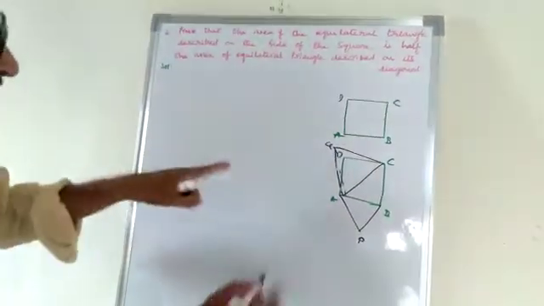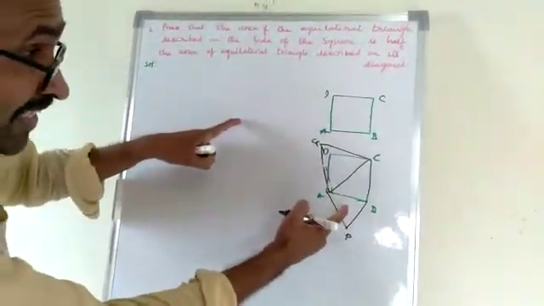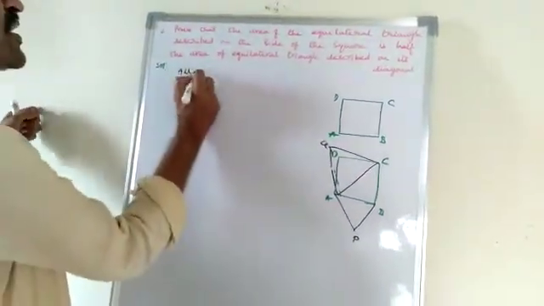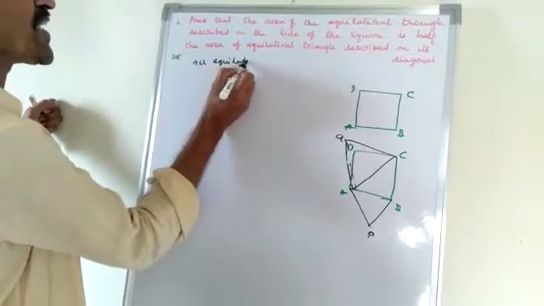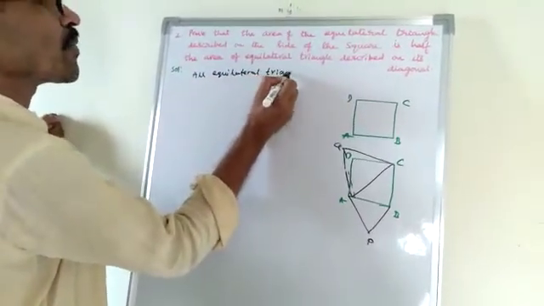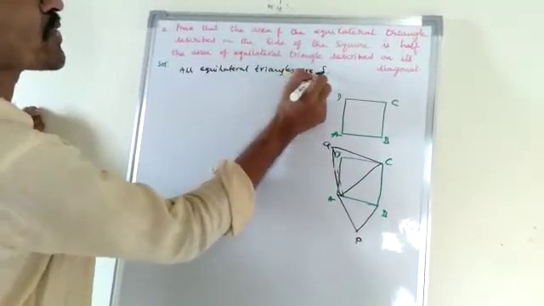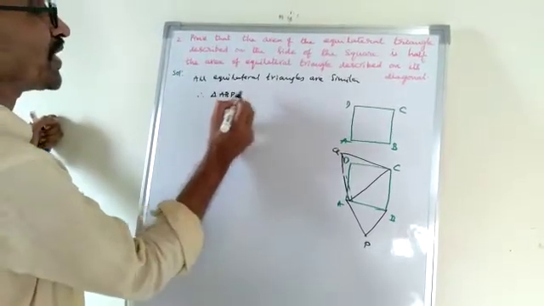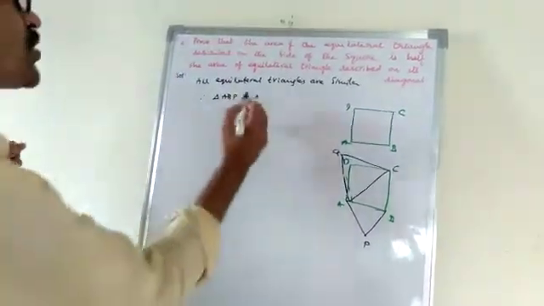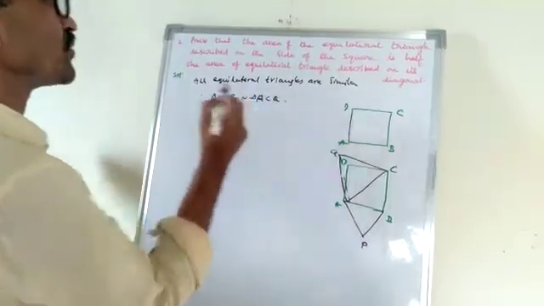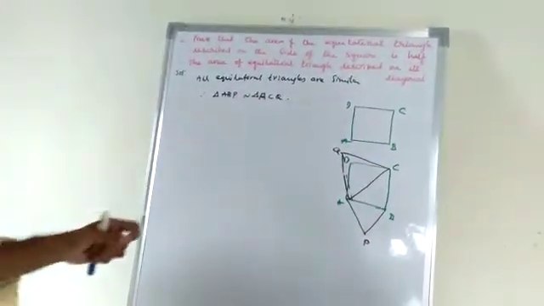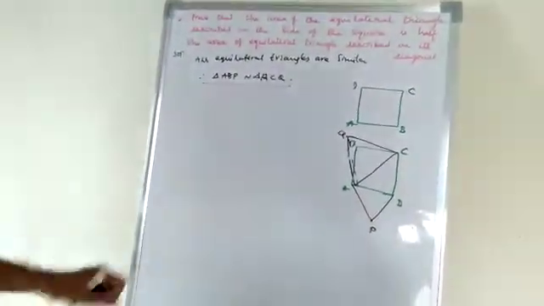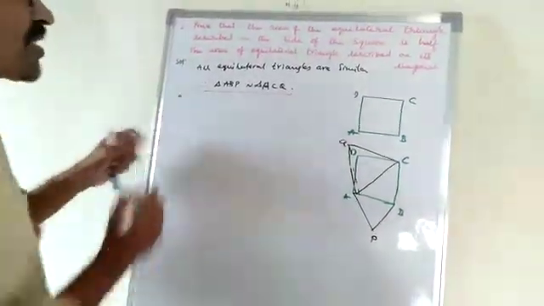This is an equilateral triangle, ACQ is also an equilateral triangle. Clearly all equilateral triangles are similar. Therefore triangle ABP is similar to triangle ACQ. Okay, let us keep it like this. Now look, after that, what do we have to prove?